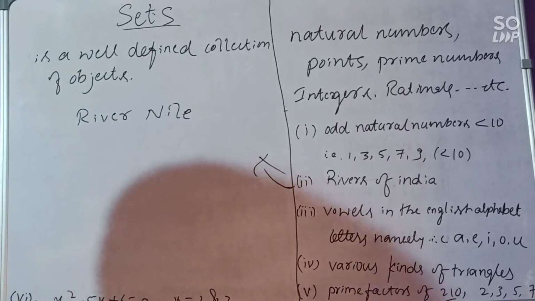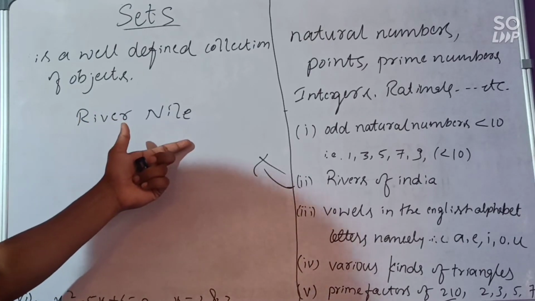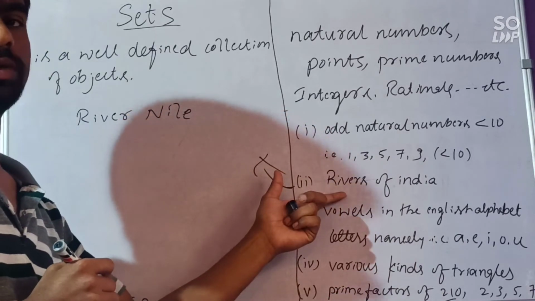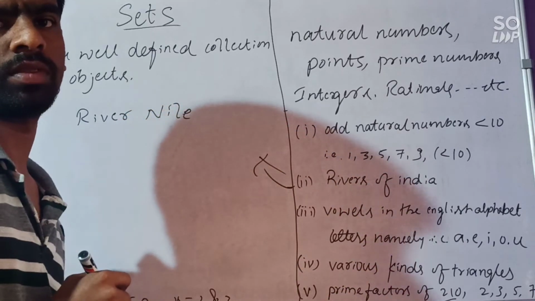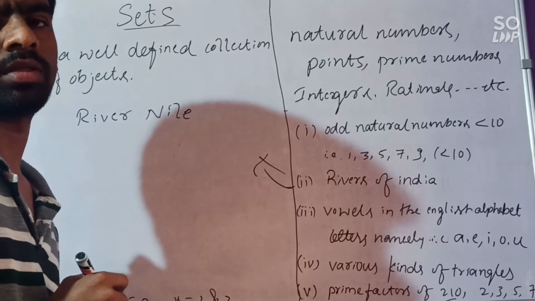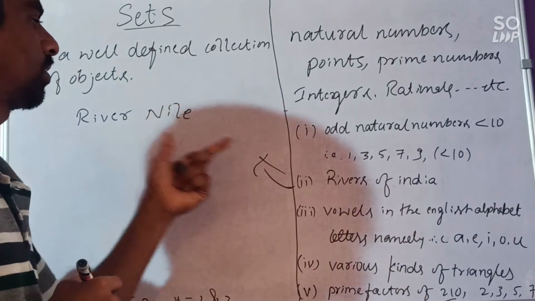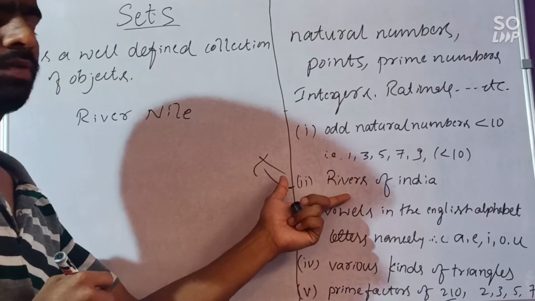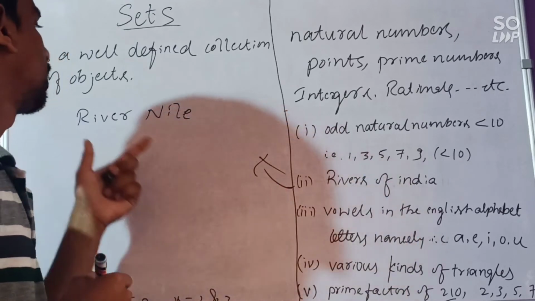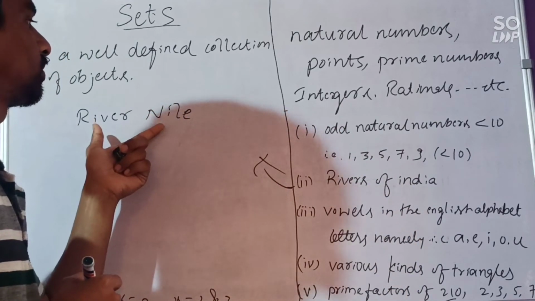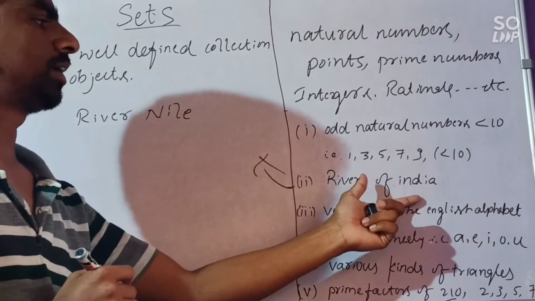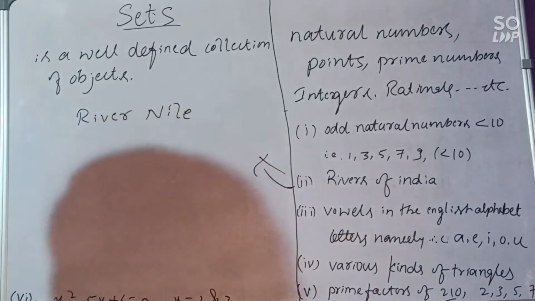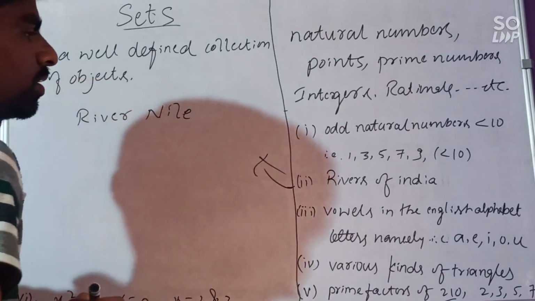That means the river Nile does not belong to the collection of rivers of India. Understand this one? The river Nile does not belong to the collection of rivers of India because the river Nile is not located in our country. Okay. Next, another example.